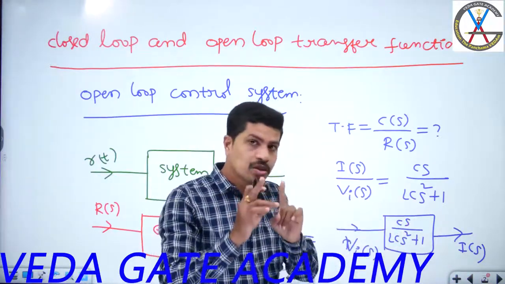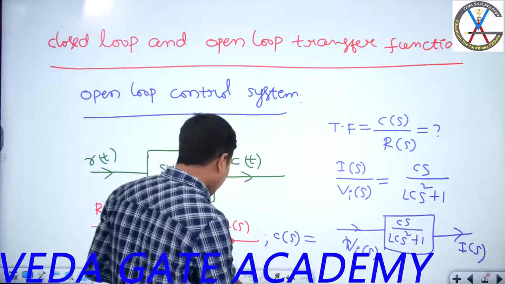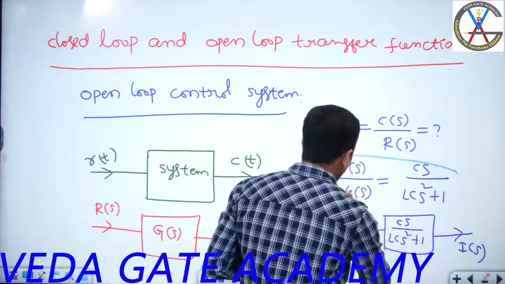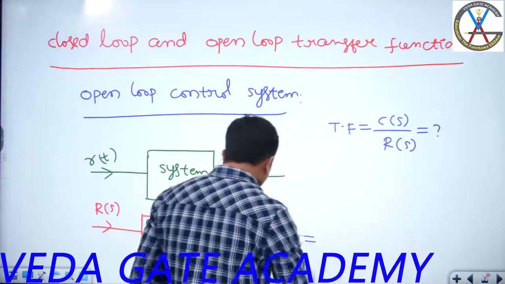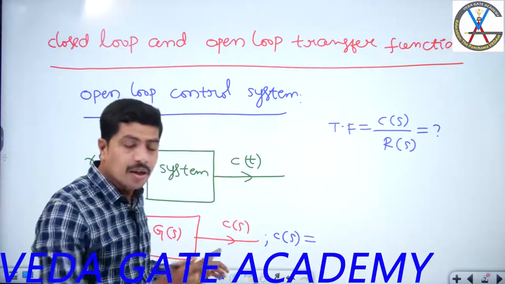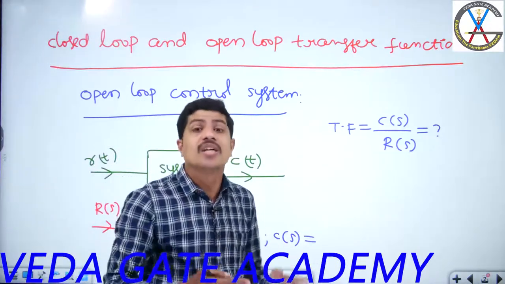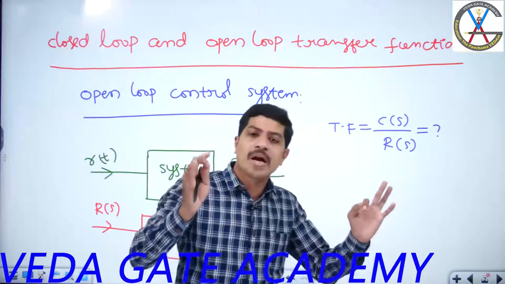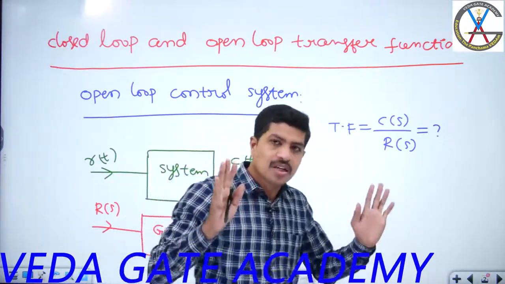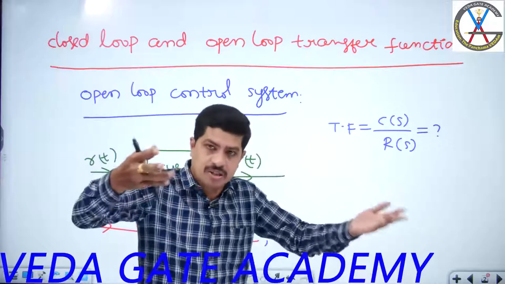That's why we should not keep those in a box. In fact, those boxes are called blocks. Now tell me, G we have taken here. In the next one, we have taken G and H. G and H are what? System parameters. We call G and H system parameters, or functions of system parameters.